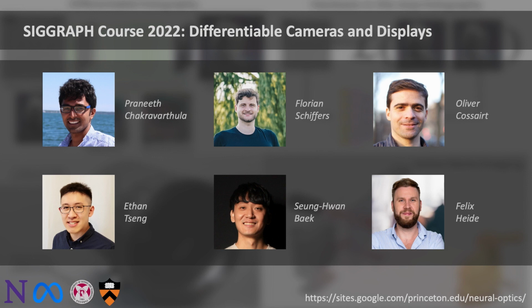We are a team of 6 researchers and we have put together amazing content for this course. I am Praneeth and I'm currently a researcher at Princeton University. We have Florian Schiffers, who is a PhD student at Northwestern University, Oliver Cossairt, who is a professor at Northwestern University and also a research scientist at Meta. We have Ethan Sung, who is a PhD student at Princeton University, Sungwon Baek, who is a new professor at POSTECH in South Korea, and Felix Heide, who is a professor at Princeton University and also the CTO of Algolux.